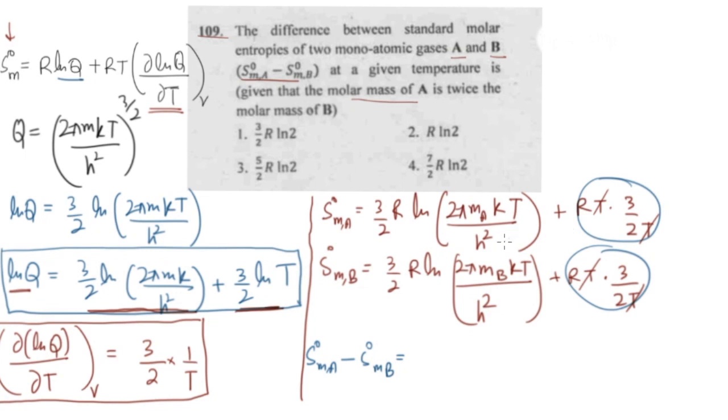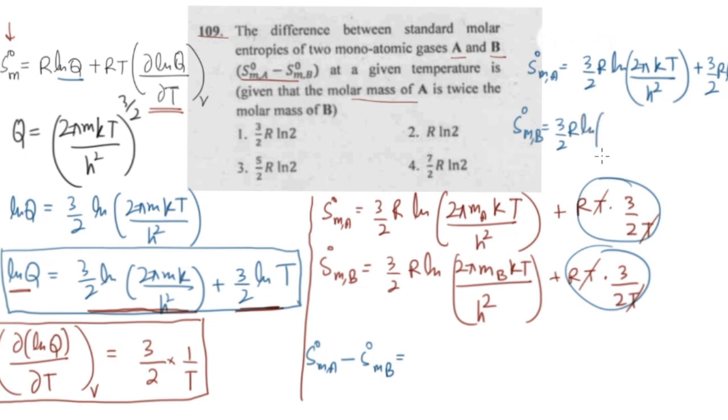When you subtract, these terms are the same, so they will be cancelled out. If you express S naught m A like this, it will be 3 by 2 R ln (2 pi kT by h square) plus 3 by 2 R ln mA. I'm just separating out mA. In the same way, S naught m B is equal to 3 by 2 R ln (2 pi kT by h square) plus 3 by 2 R ln mB.